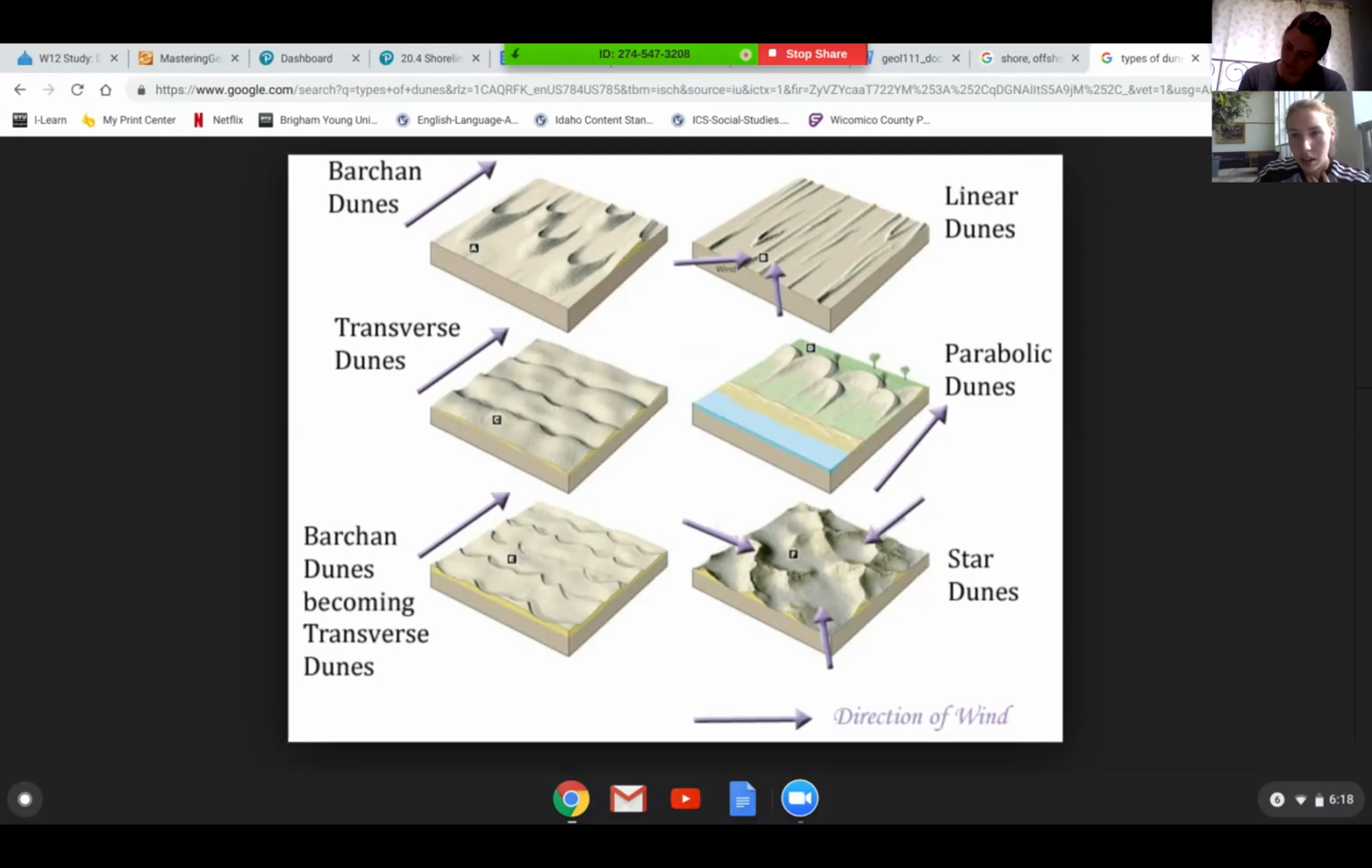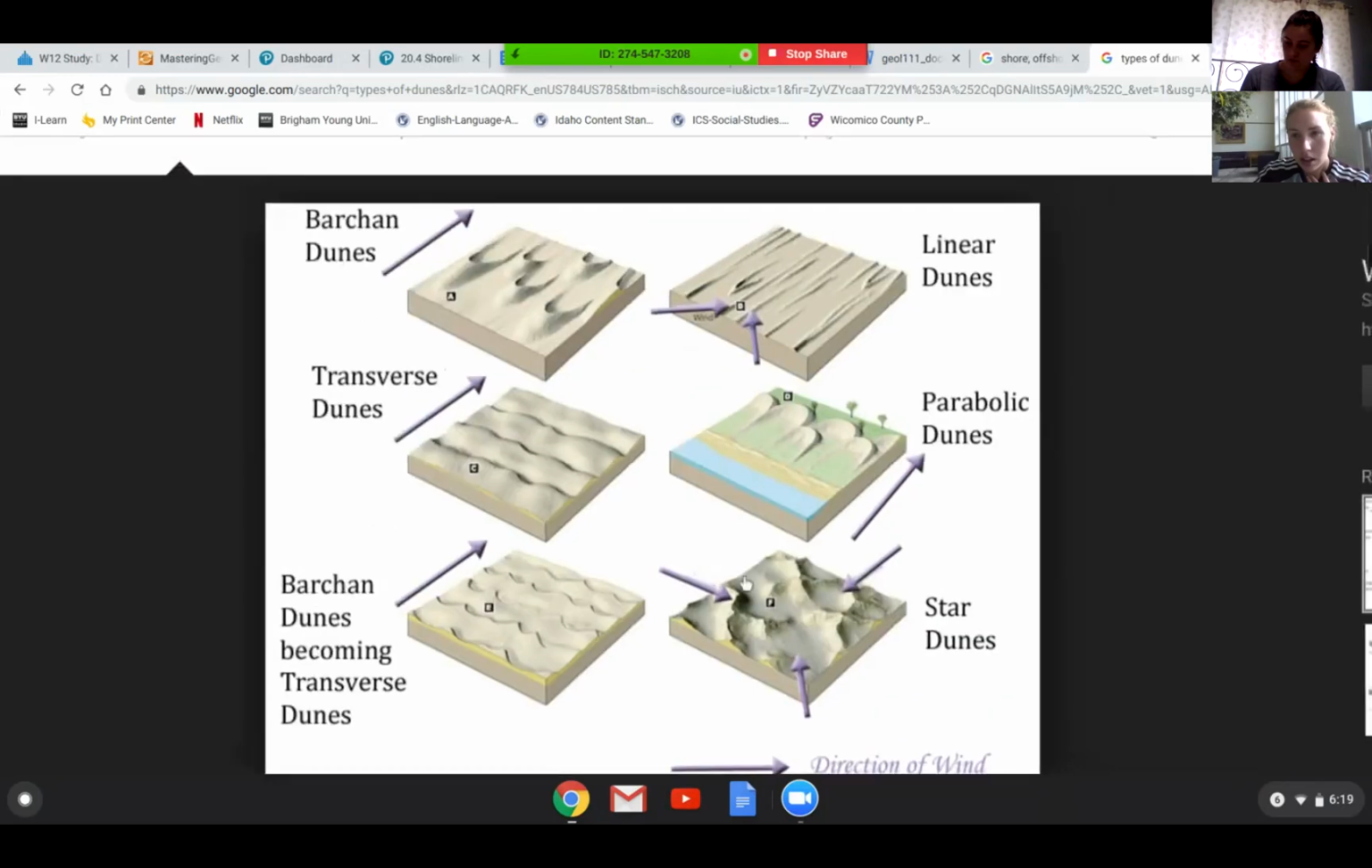The only reason I don't think it would be the linear or the star dunes is because on coastlines the winds are coming in from the ocean, from the same direction. There's not multiple winds merging together. They're all moving as a big mass. And these are coming from different directions. So like linear and star dunes.